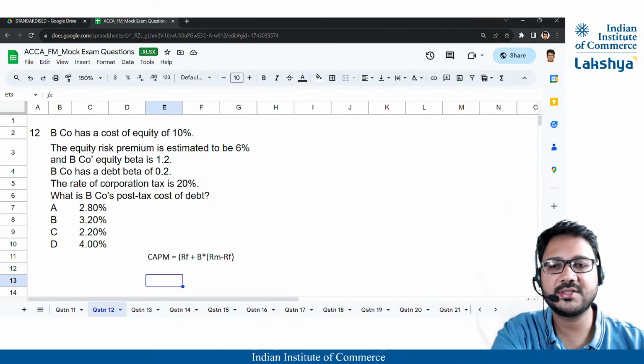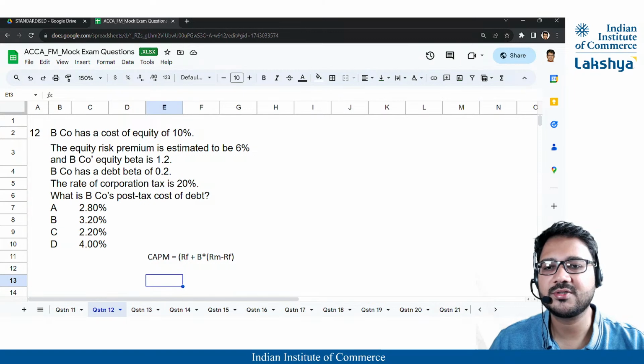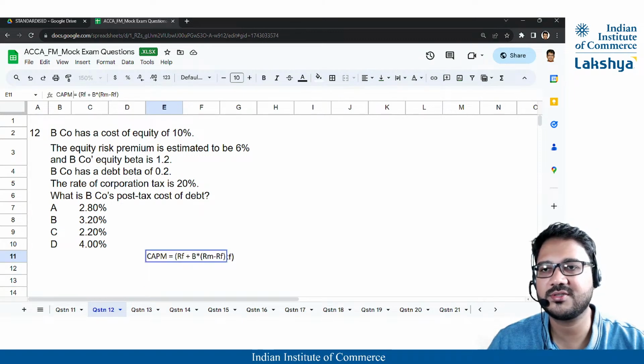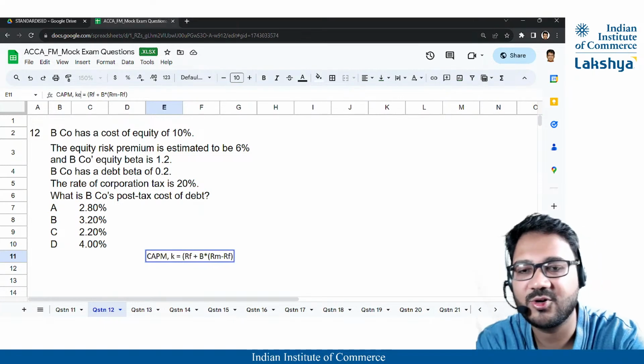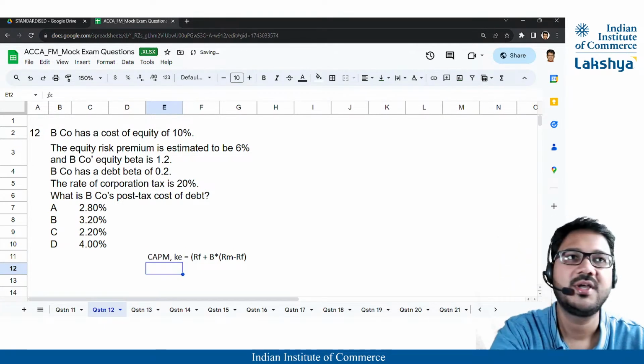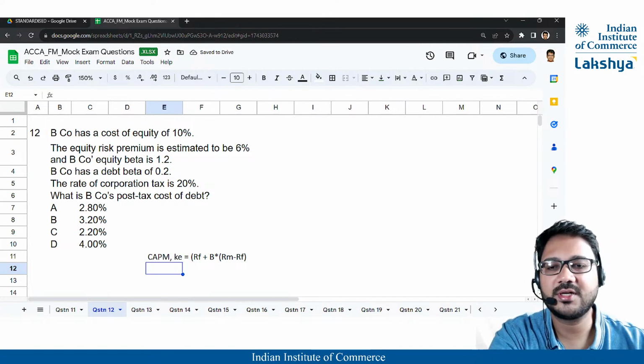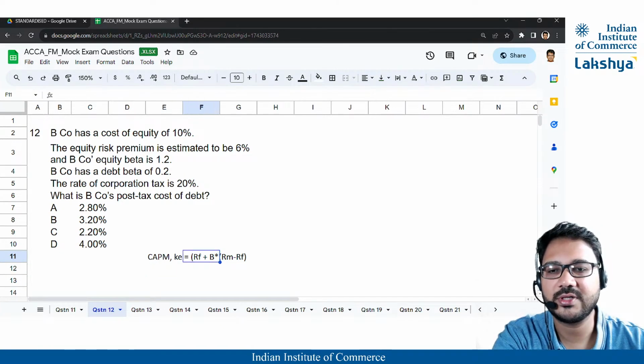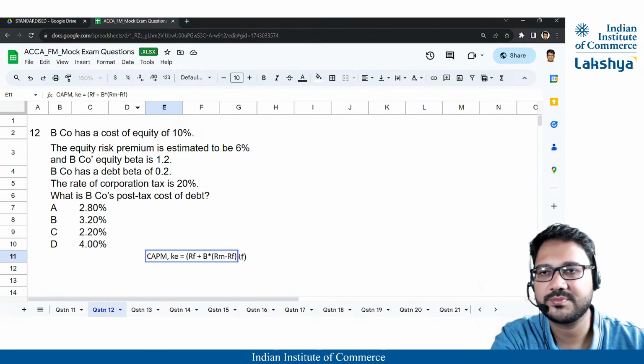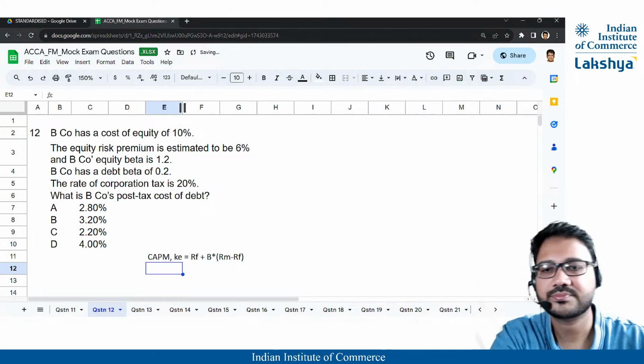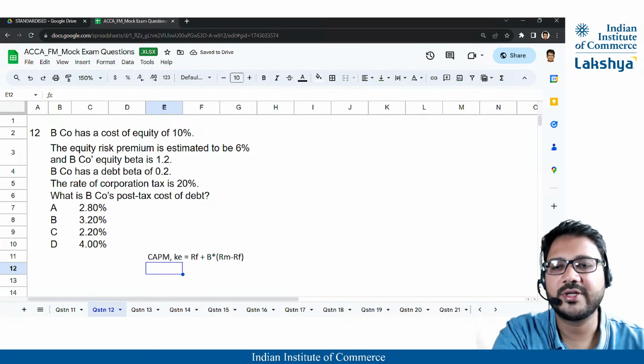Yeah. So this is the formula. Now we just need to use this formula and see what all things we have. Cost of equity, or CAPM. The CAPM says that cost of equity is equal to risk-free rate plus beta into the market premium. Market premium is market returns minus risk-free rate.